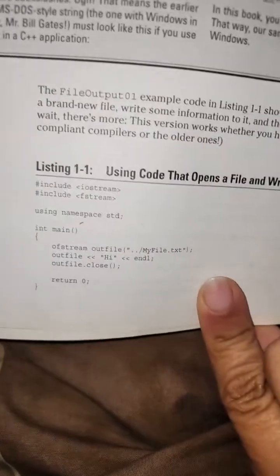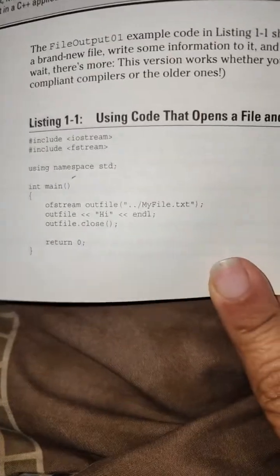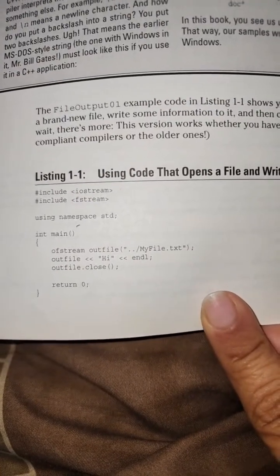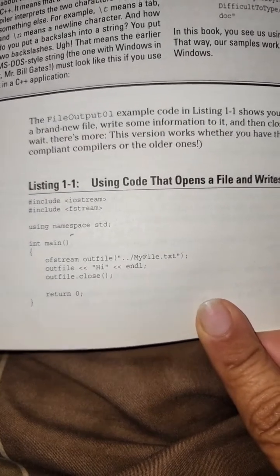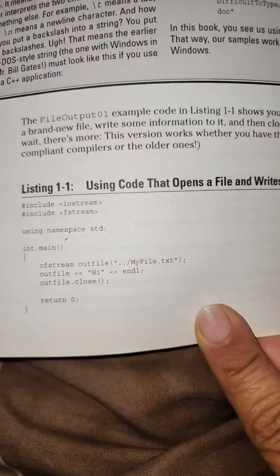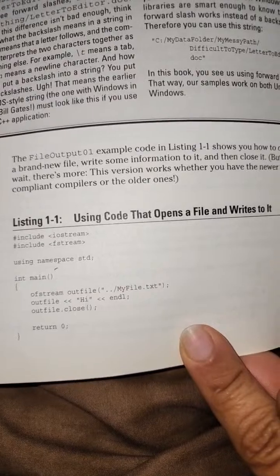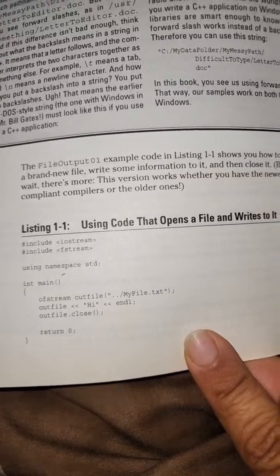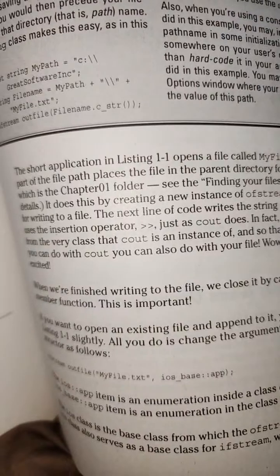All right, anyway, listing 1-1, using code that opens a file and writes to it. #include <iostream>, #include <fstream>, using namespace std; int main, ofstream outfile("../myfile.txt"); outfile << "Hi" << endl; outfile.close(); return 0. I show these so I don't have to see them all the time. All right.